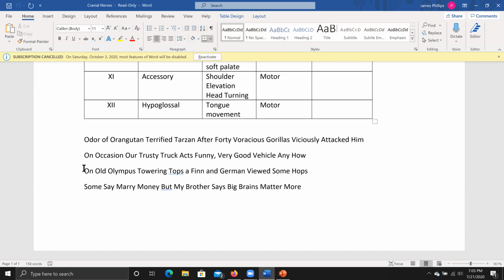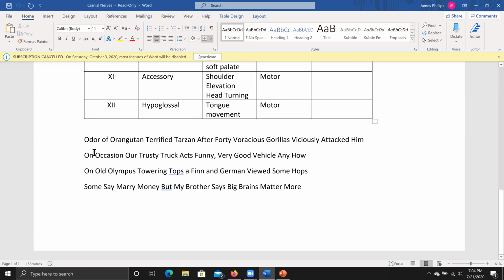The only problem is, in On Old Olympus Towering Tops, a Finn, and remember I told you that we called the vestibulocochlear nerve the acoustic nerve, okay? And we called cranial nerve number 11, which is now called the accessory, we called it spinal accessory, okay? And now they call it accessory, so this one is not as pertinent, okay?